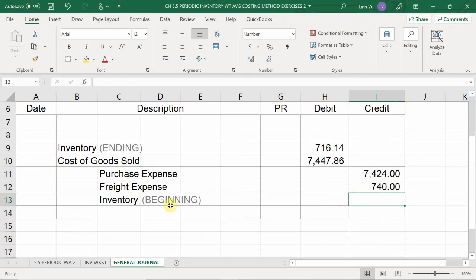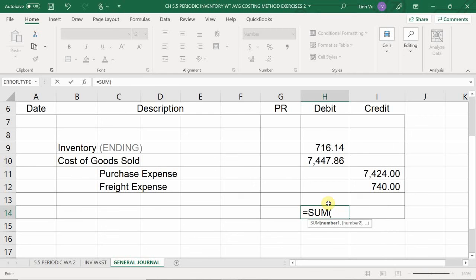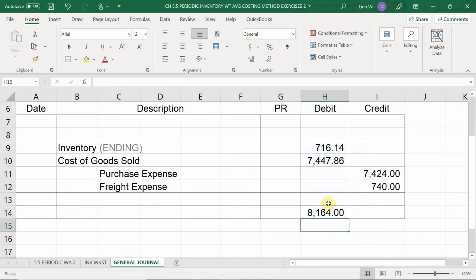So in this case, no beginning inventory because we didn't have beginning inventory. So again, we're going to double confirm that our debits match our credits. Okay, so I got 8,164 on the left, 8,164 on the right. Okay. Any questions in regards to chapter 5.5?